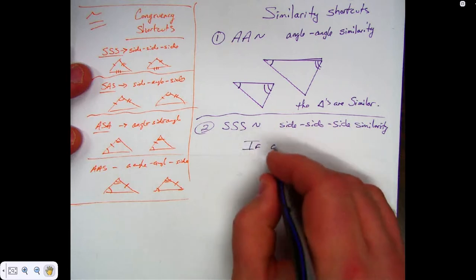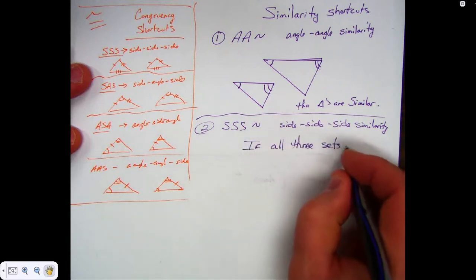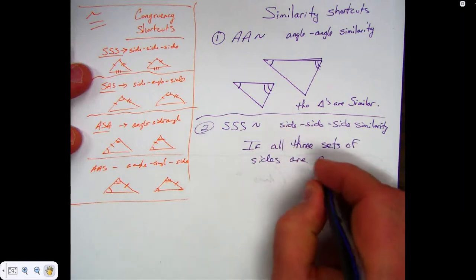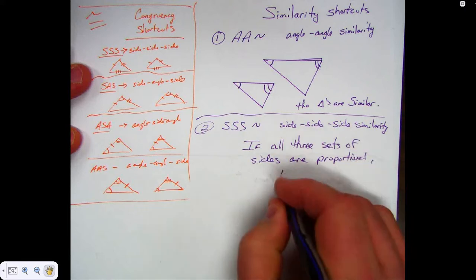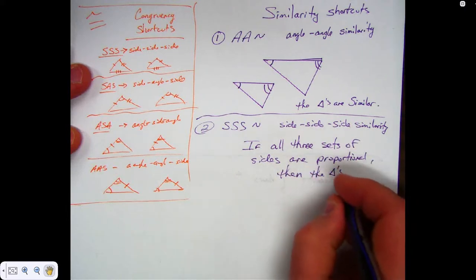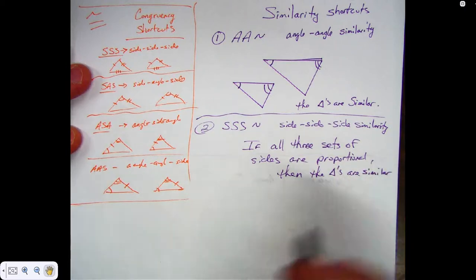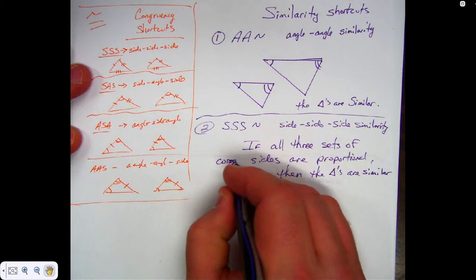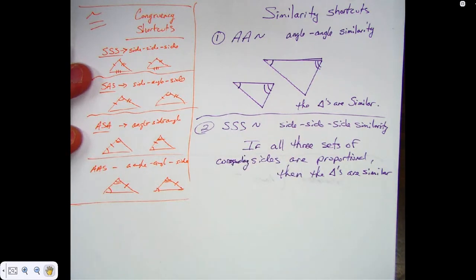Okay, so if all three sets of sides are what? Proportional, then the triangles are what? Similar. All three sets of, and I should say corresponding. Okay.